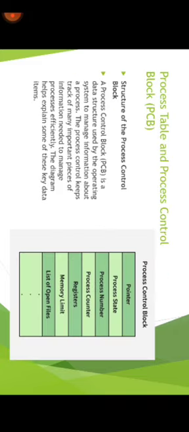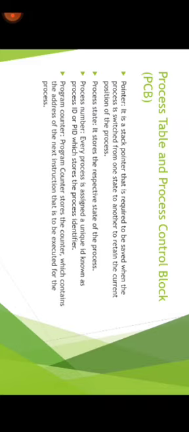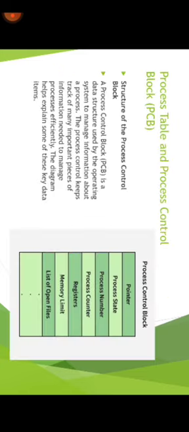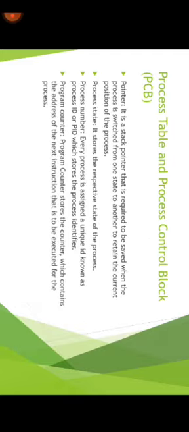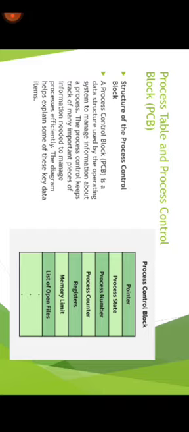The first item of the process control block is the pointer. So what is a pointer? The pointer is a stack pointer that is required to be saved when the process is switched from one state to another, to retain the current position of the process. Then the second field of the PCB is the process state. The process state stores the respective state of the process.